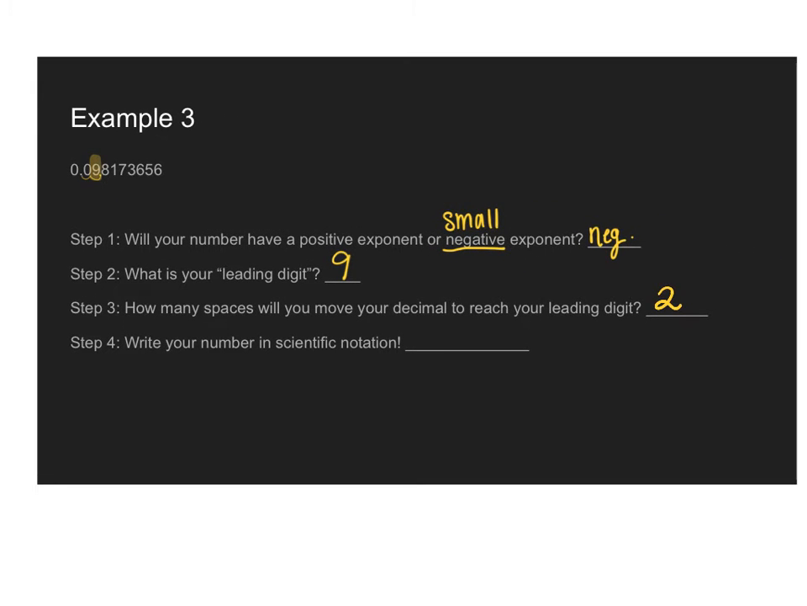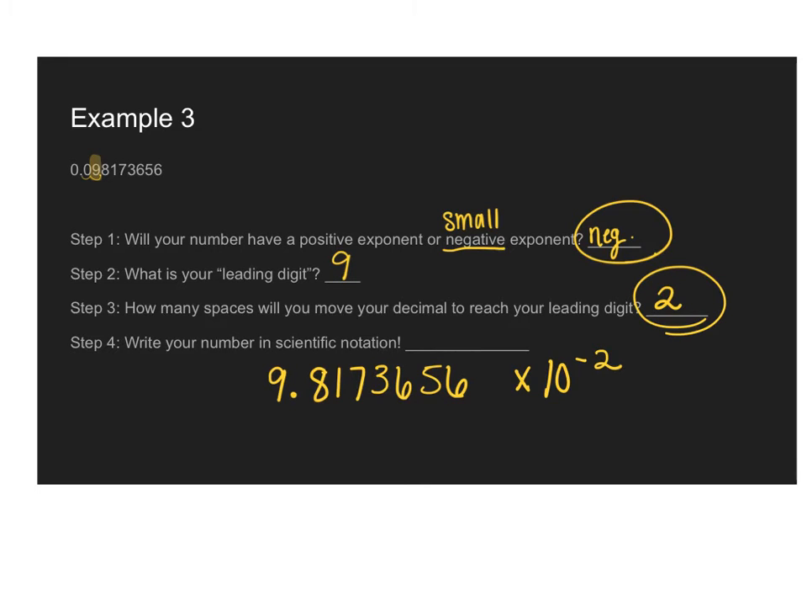So now I'm going to rewrite my number in scientific notation. I'm leading with that digit of 9. I moved my decimal point to be right behind it, and now it's 9.8173656 times 10, because that's what scientific notation is, times 10 to the, well, it had a negative exponent, and we moved it 2 spaces, so it's negative 2. We moved it back 2. So that's why our exponent is a negative 2. Please make sure you have this down before we move to example 4.